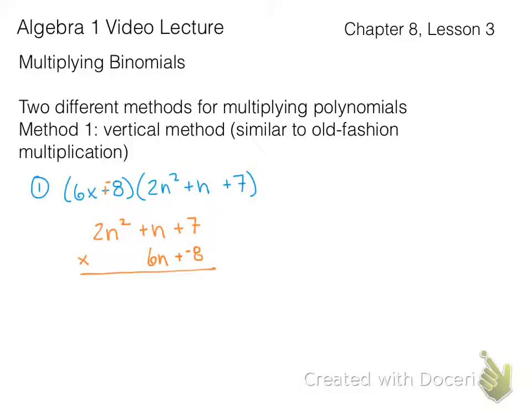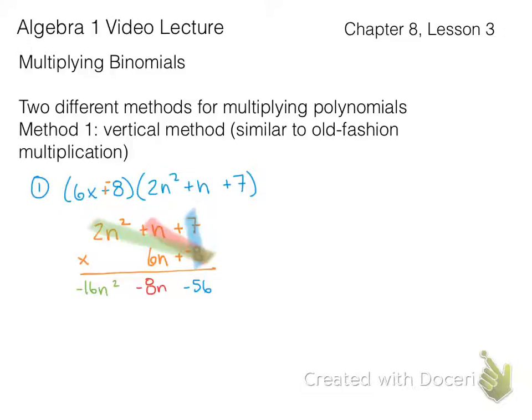All right, so let's go ahead and start multiplying. We have 7 times negative 8, which is negative 56. Then we're going to have n times negative 8, which is negative 8n, and then 2n to the second times negative 8, which is negative 16n to the second. Notice how they're all in order. They're all in standard order.